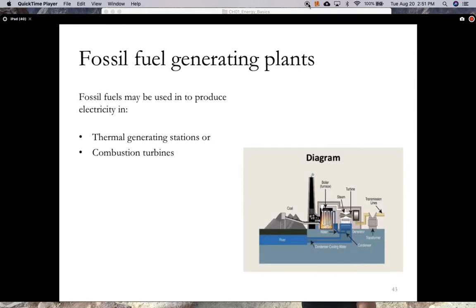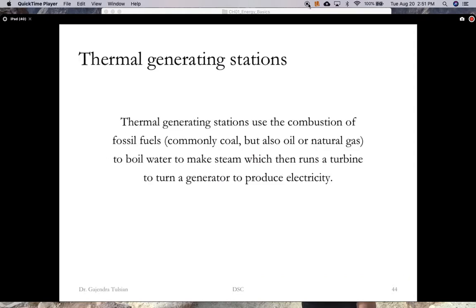All right. So keep that in mind. A thermal generating station uses combustion of fossil fuels, commonly coal, but also oil and natural gas, to boil water to make steam, which runs a turbine to a generator to produce electricity.